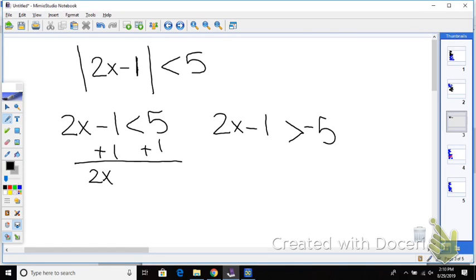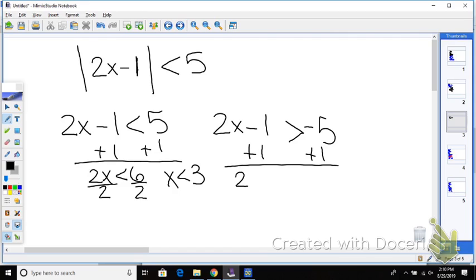So 2x is less than 6. Divide by 2, divide by 2. X is less than 3. And here I add 1. 2x is greater than negative 4. Divide by 2, divide by 2. X is greater than negative 2. You guys agree with me?